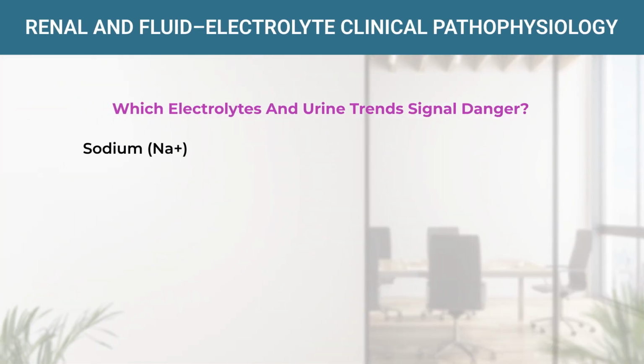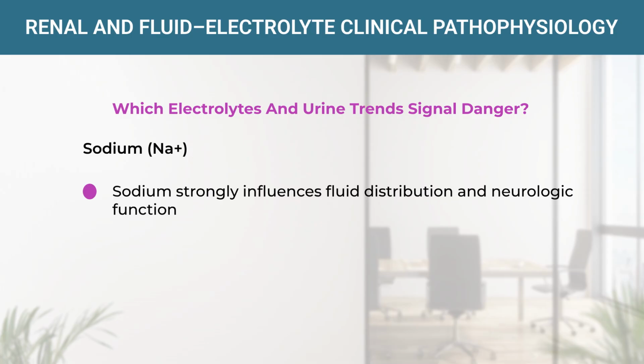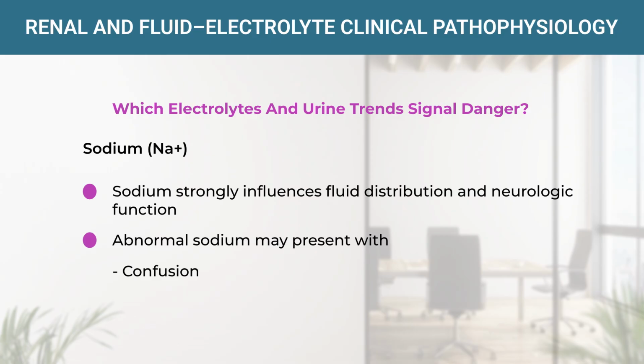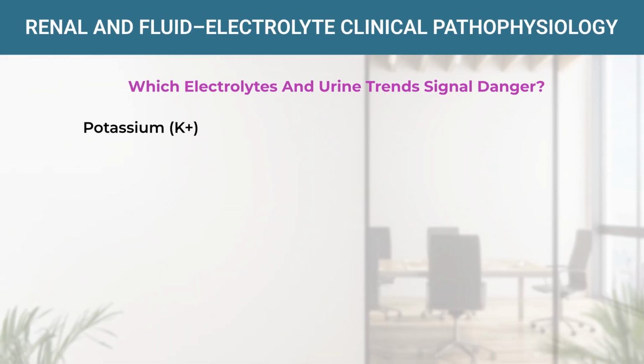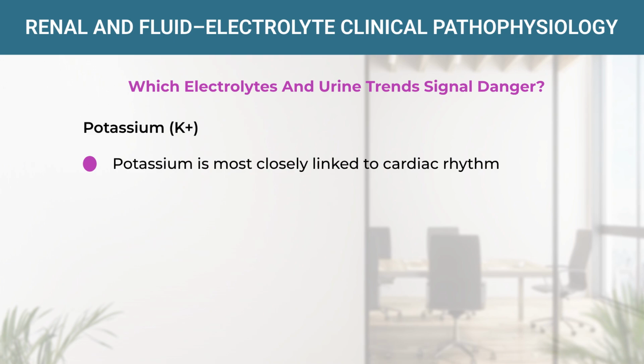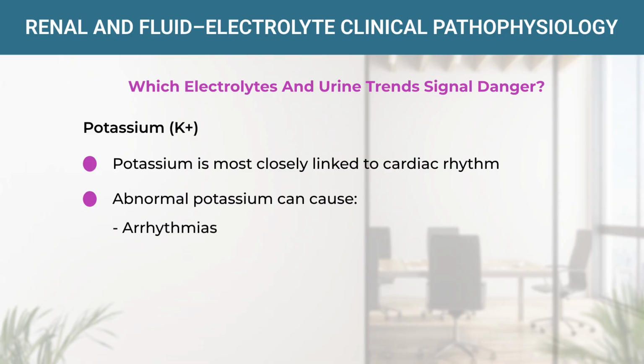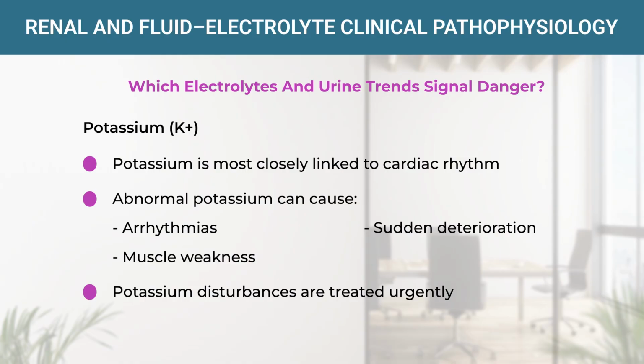Let's look at sodium. Sodium strongly influences fluid distribution and neurologic function. Abnormal sodium may present with confusion, seizures, and weakness or instability. Next is potassium. Potassium is most closely linked to cardiac rhythm. Abnormal potassium can cause arrhythmias, muscle weakness, and sudden deterioration. Potassium disturbances are treated urgently because cardiac instability can occur quickly.